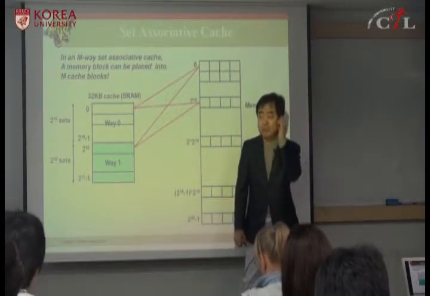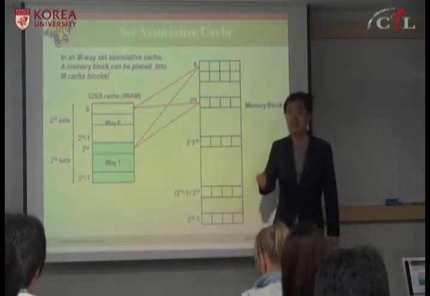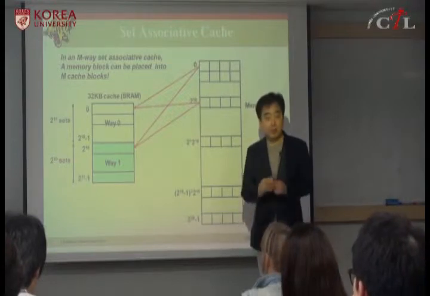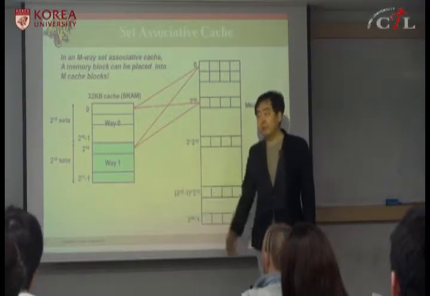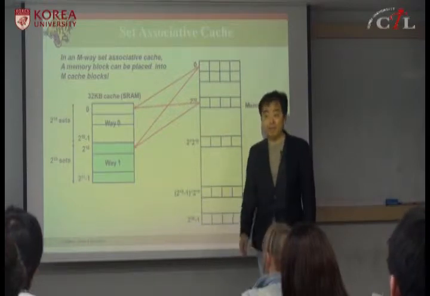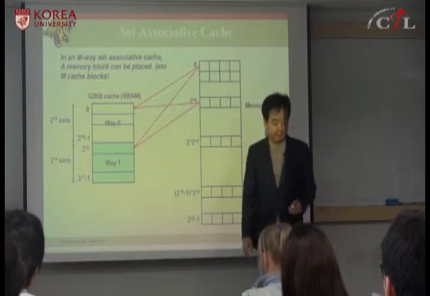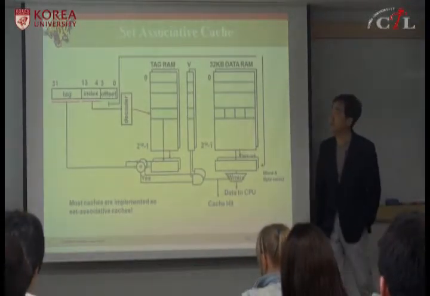Okay? So that gives you more freedom because if you are limiting to only 1 location, you may have conflict misses. But if you allow 2 locations, if one is already occupied, it can be placed into the other bank. So you can reduce these conflict misses. Okay, that's the idea.